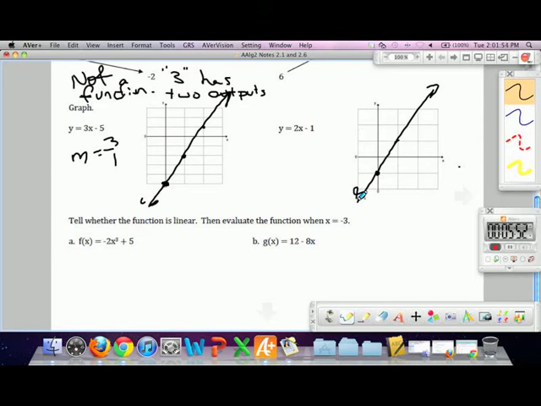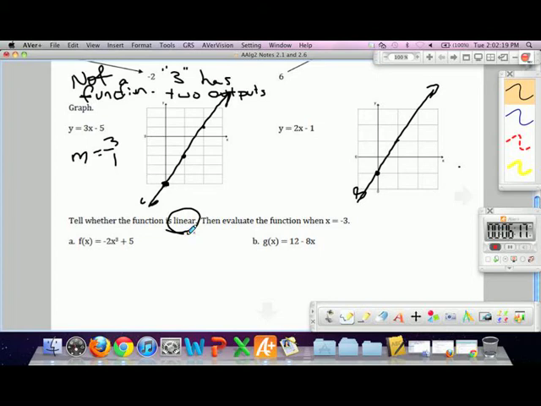Tell whether a function is linear. What does linear mean? Makes a line. How are you going to tell if a function makes a line? What about the equation of a function tells you it's got to be a line and not anything else, not anything curvy, not anything else crazy? You're right.